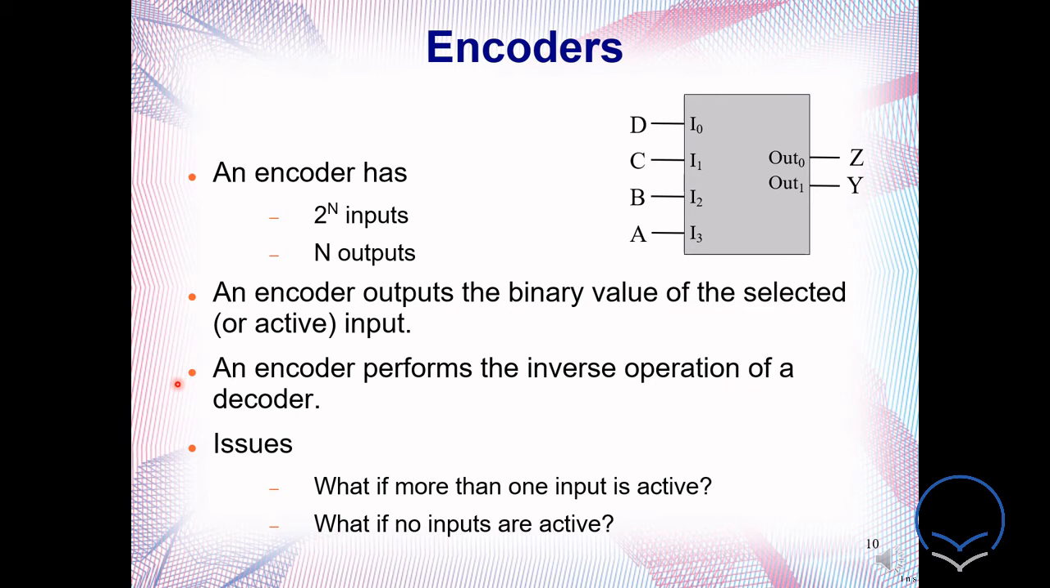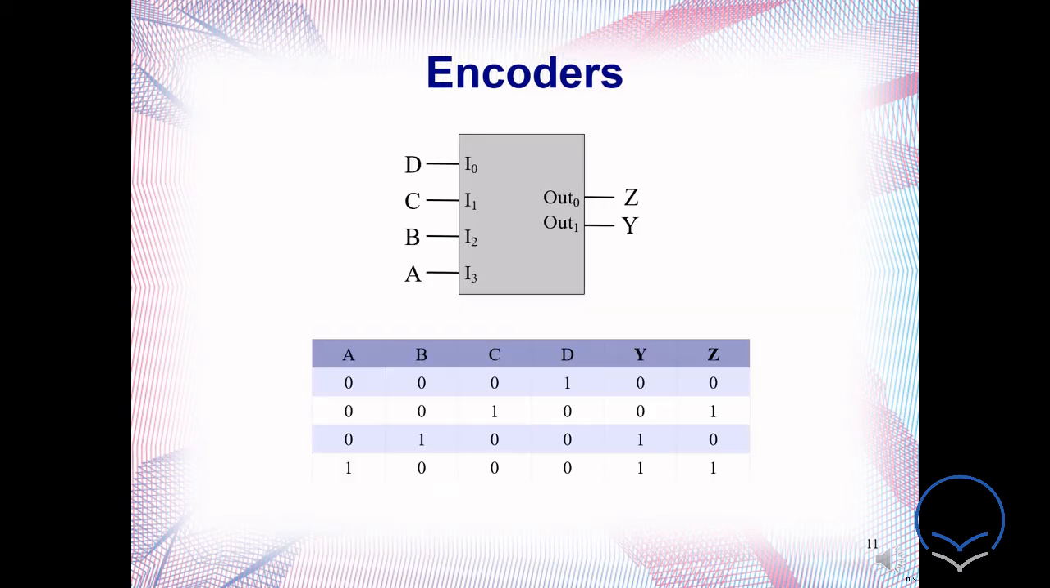We already discussed the decoder, so it performs the inverse operation of the decoder. What are the issues? The issues are, what if more than one input is activated? You have 4 inputs, so if more than one input is activated, how will we get the output? This is one of the issues. What if no inputs are active? If all of them are disabled, are we getting any output or not? This is our question, right? So let's find the answer.